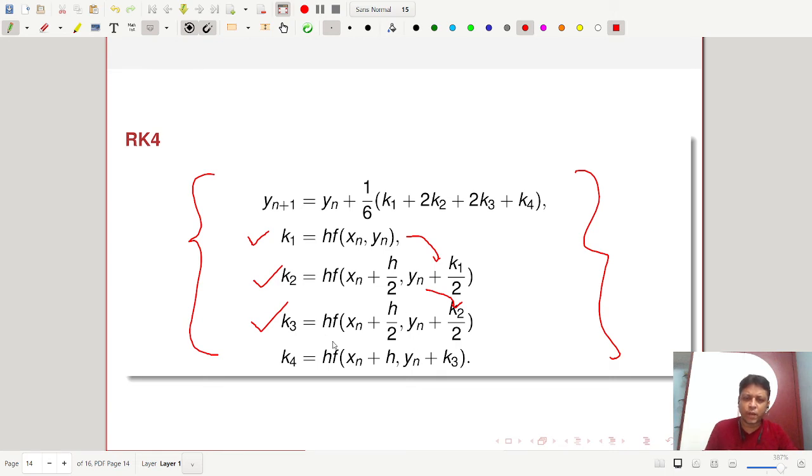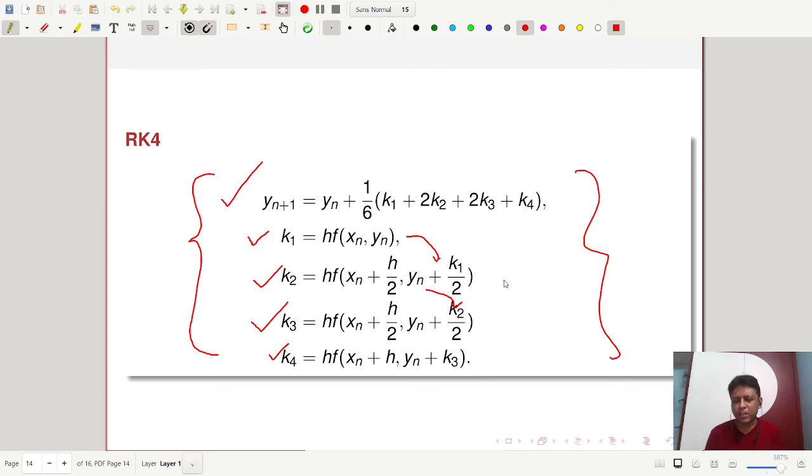K3 is h times f of x n plus h by 2, y n plus k2 by 2. And lastly, you are using k3 in k4, so that will be x n plus h, y n plus k3. So that's the use of k1, k2, k3, k4. And finally, you will get y n plus 1 equal to y n plus 1/6 of k1 plus 2k2 plus 2k3 plus k4. So you are taking a weighted average. The Runge-Kutta method actually takes a weighted mean to calculate the slope.